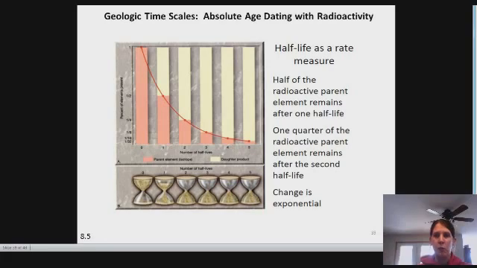Half-life as a rate measure. Half of the radioactive parent elements remain after 1 half-life. 1/4 remain after the second half-life. So the change is exponential. If you look at the chart, it is that exponential curve.